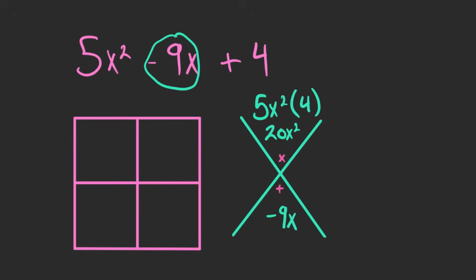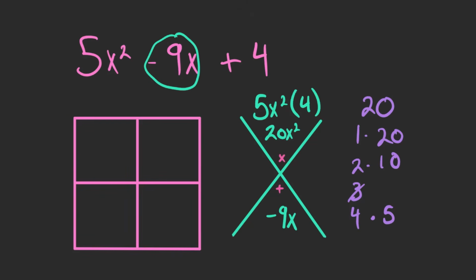So what I'm looking for are two terms that will multiply to give me 20x squared and will add to give me negative 9x. So I'm going to list off to the side here the factors of 20, this top number here. I'm just going to list it without the x squared for now. So we'll start with 1 and 20, and then 2 and 10, and then 3. Oh, it doesn't look like 3 goes into 20, so we'll cross that out. So we have 4 and 5.